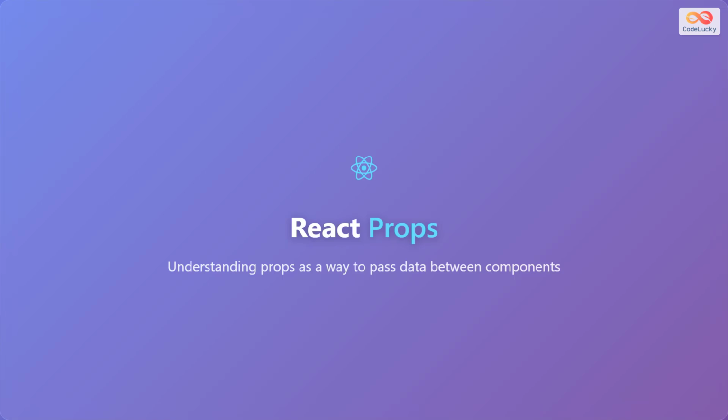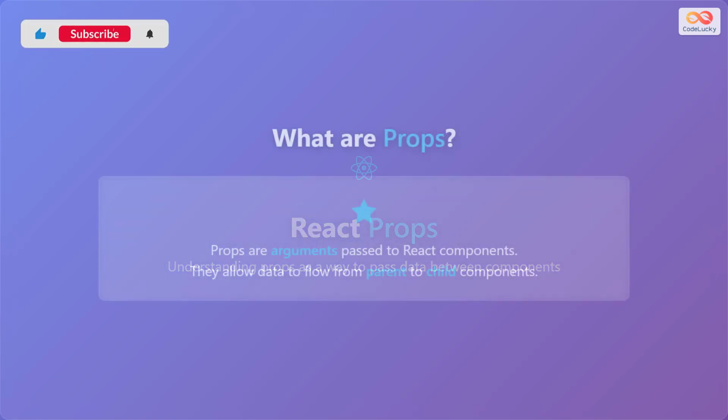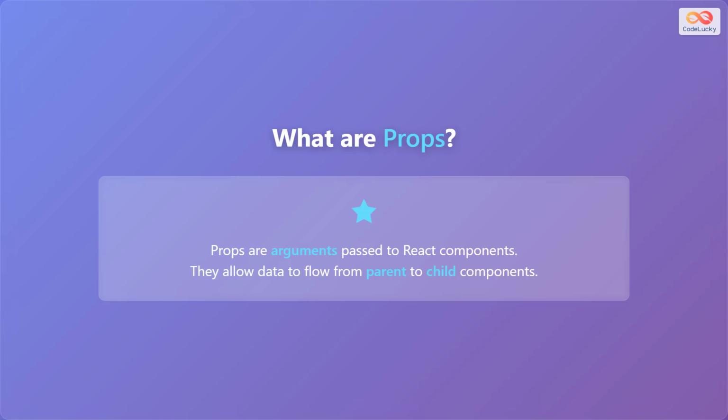In this video, we are going to understand React props. We'll explore what props are and how they allow us to pass data between different components in our React applications. Props are essentially arguments passed to React components. Think of them as a way to send data from a parent component to its child components. They enable a one-way data flow, making it clear how data is being used within your application.